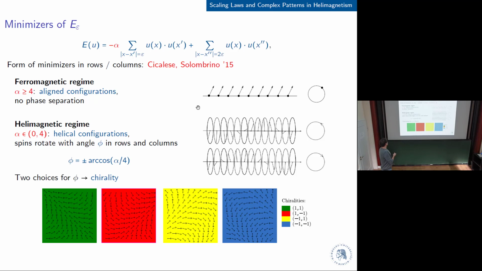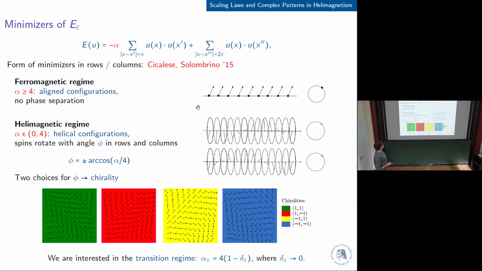And the optimal angle here is given by this expression, which at least passes the simple reality check that as alpha goes to 4, this goes to 1, so the angle should go to 0. So they rotate less and less. That sounds not too bad, and those are just pictures of those four configurations that we now have in 2D, because you can have rotations clockwise or counterclockwise in rows and columns, and combine them.